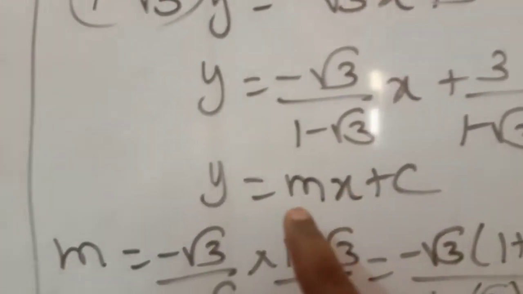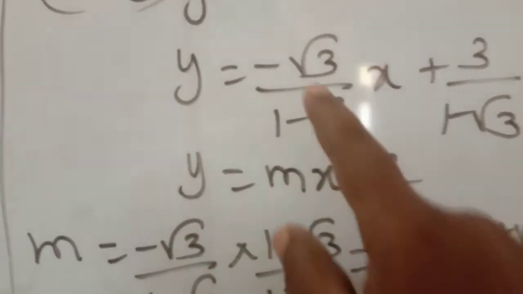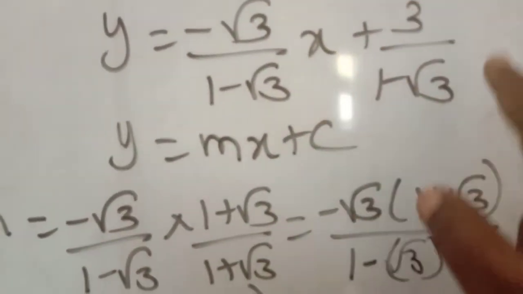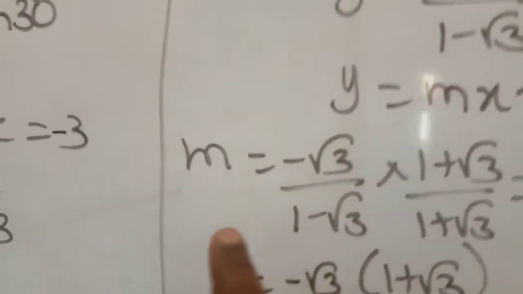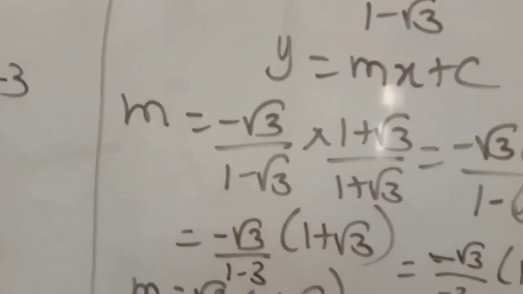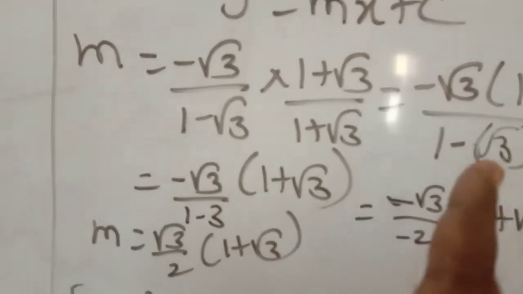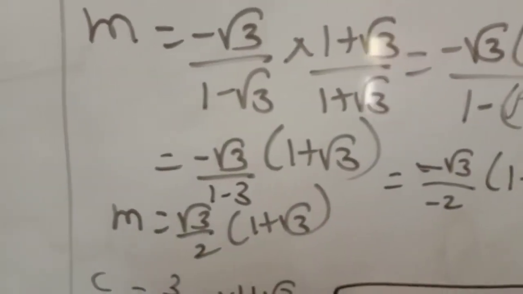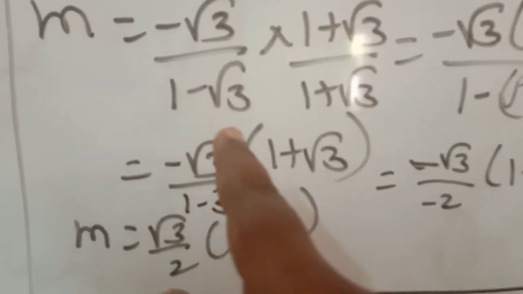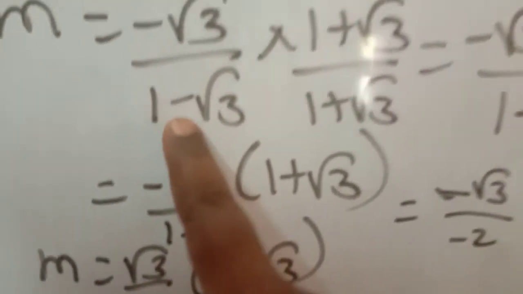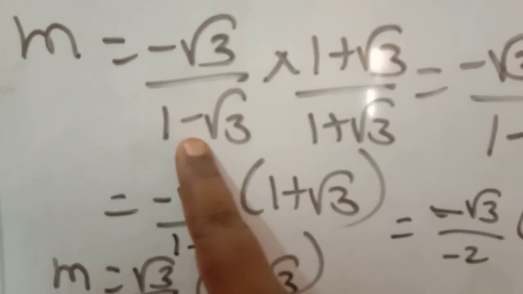This is in the form of y equal to mx plus c. So m is equal to minus root 3 by 1 minus root 3. C is equal to 3 by 1 minus root 3. So slope m is equal to this. But whenever we are writing the answer, root should not be there in the denominator. For that we are going to multiply by its conjugate. If 1 minus root 3 is there, the two terms should be the same and the sign alone we have to change here. That is its conjugate. We studied it in 9th standard.